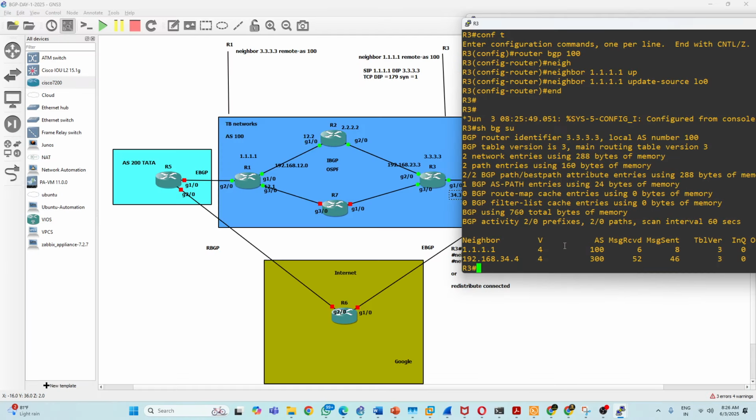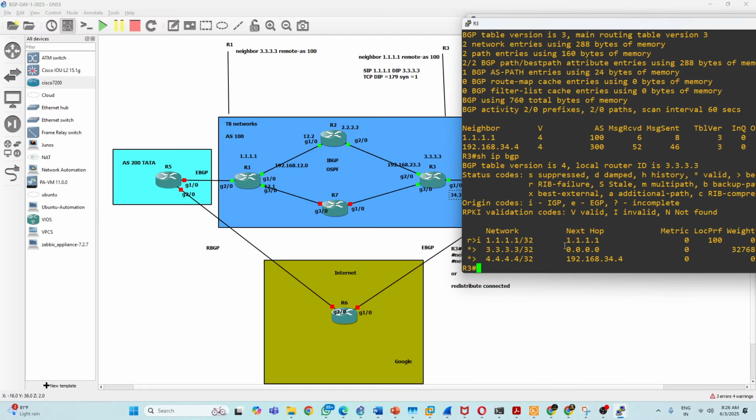See, I'm going to R3 now. Show IP BGP. See, I'm receiving 1.1.1.1, right? From where am I receiving it? From my neighbor 1.1.1.1. So it's the same as OSPF, where there is a link state ID and an advertising router. Same kind of stuff.